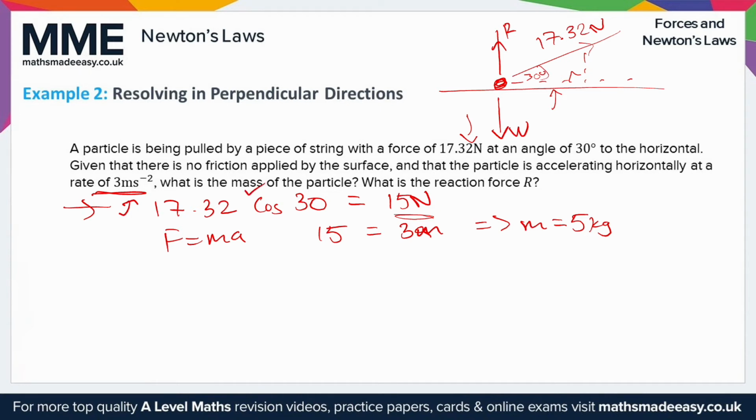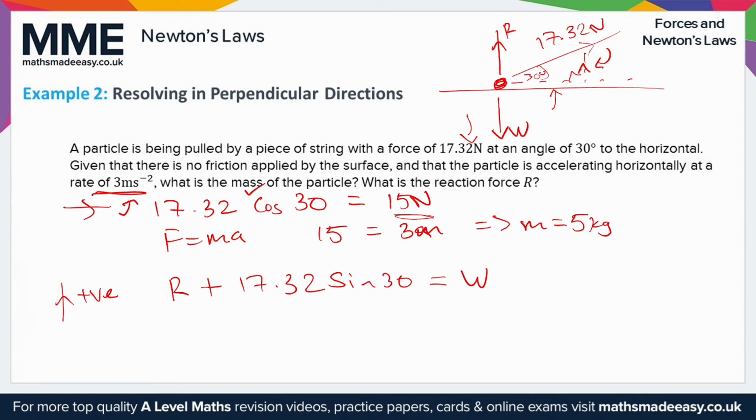We just need to figure out the reaction force. So we need to think about what forces are acting vertically. We're going to take upwards as positive. What have we got acting vertically upwards? We have the reaction force, which is R, and then we have some component of our string being pulled, so it's going to be 17.32 times sine 30, because you can see in our right angle triangle the bit going vertically is the opposite, so sine 30. And then, because we know it's flat on the plane, it's not coming off the plane, it's not going through the plane, we know that's equal to the weight.